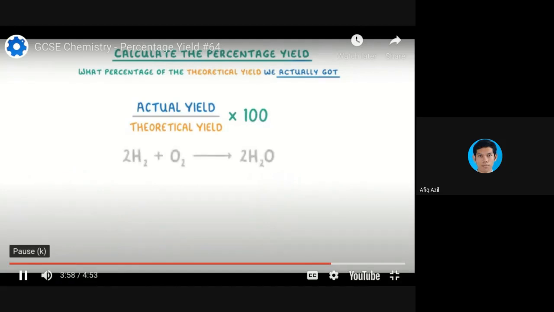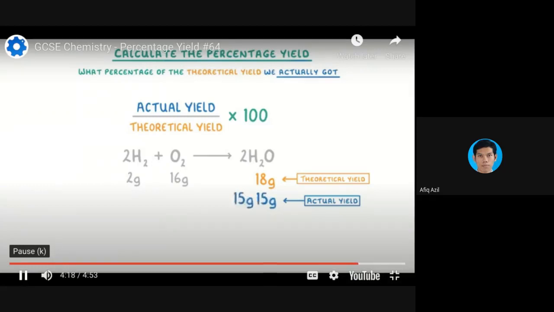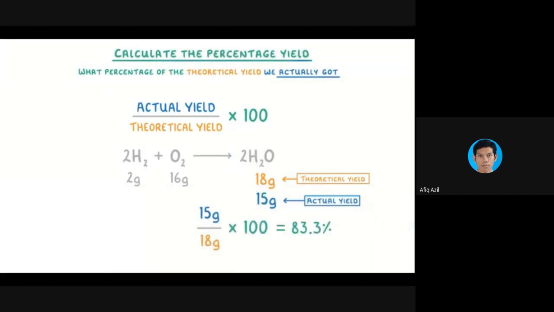So if you think back to our reaction from the start of the video, where we reacted 2 grams of hydrogen with 16 grams of oxygen, we predicted that our theoretical yield would be 18 grams. But we said that our actual yield was only 15 grams. So to find the percentage yield, we do 15 divided by 18 and then times it by 100, which would give us 83.3%. Or in other words, we got 83.3% of what we expected.